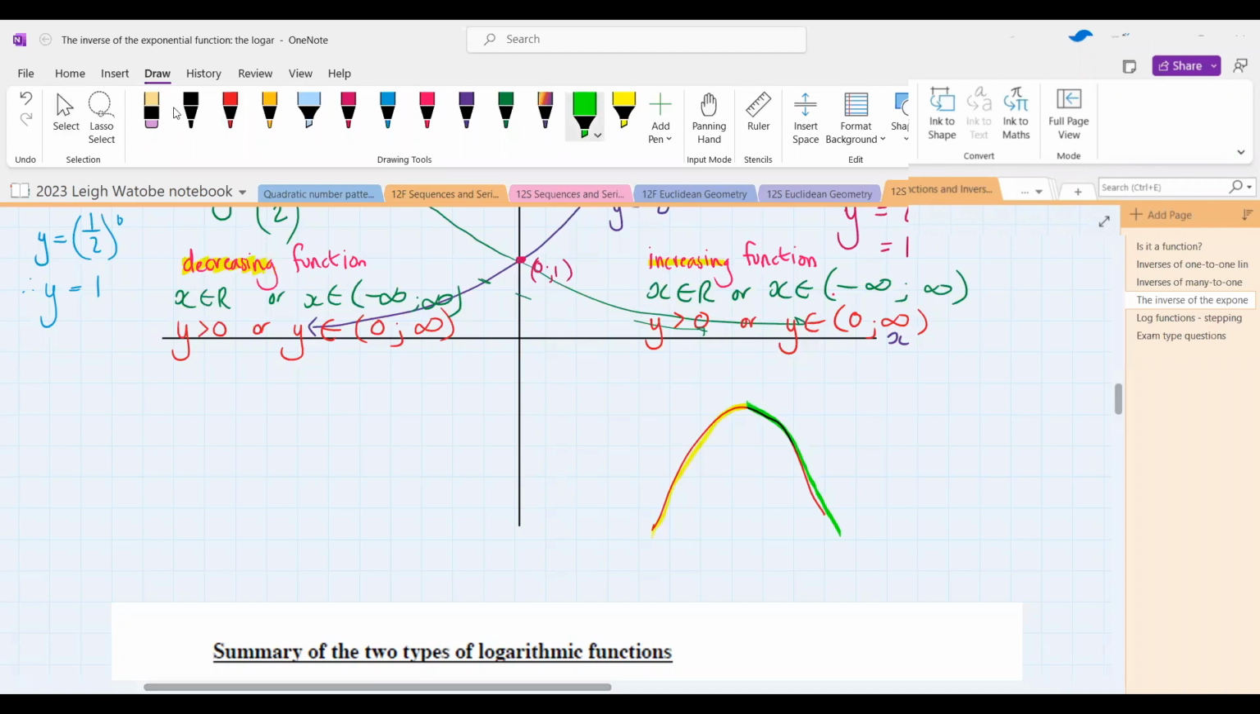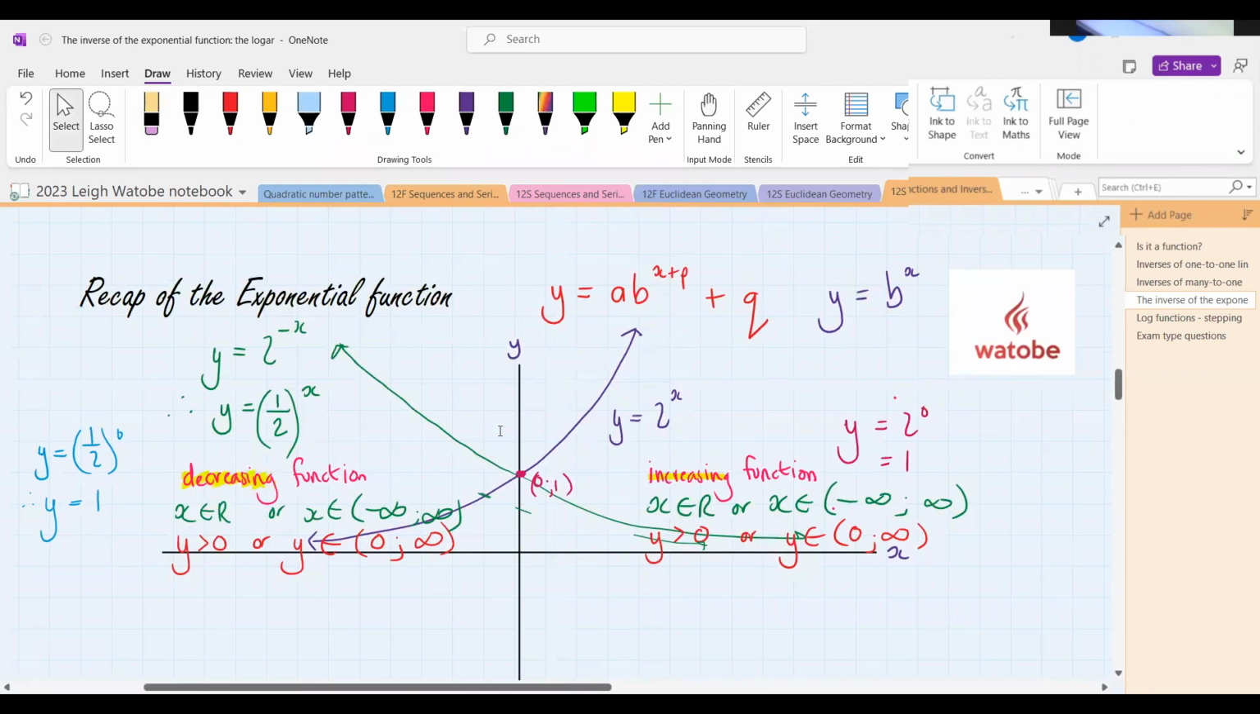Does that make sense to you? Okay, then so the exponent is negative. Only the exponent is negative.